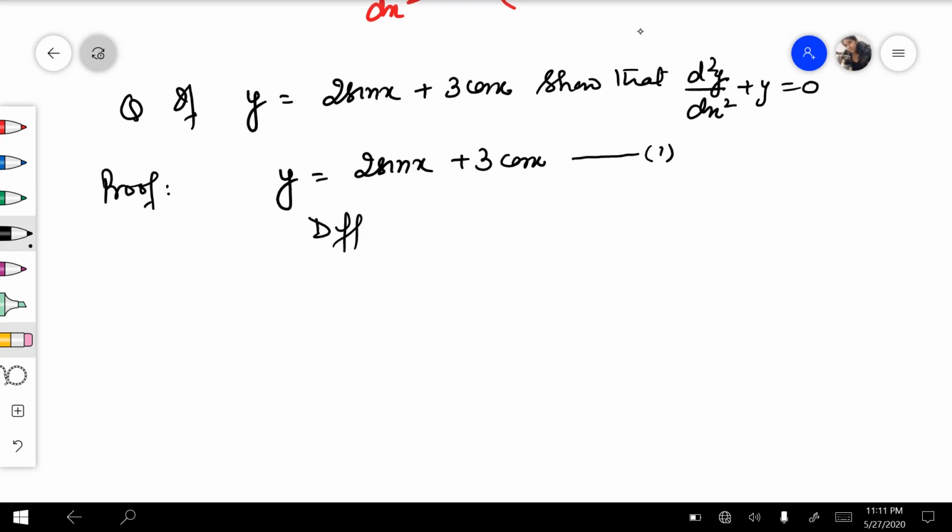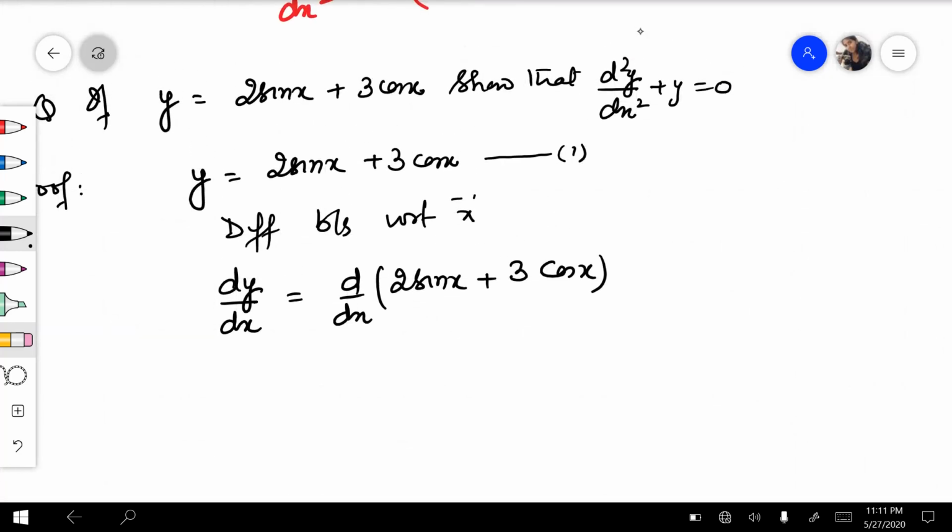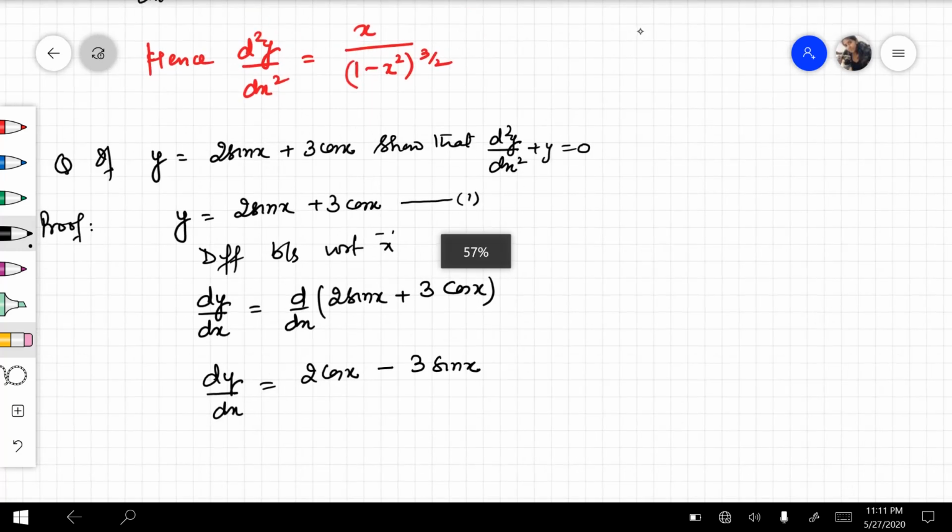Differentiate both sides with respect to x, which gives you dy upon dx is equal to d by dx of 2 sine of x plus 3 cos of x. We know that derivative of sine is cos, so it is equal to 2 cos of x minus 3 sine of x, as derivative of cos x is minus sine of x.